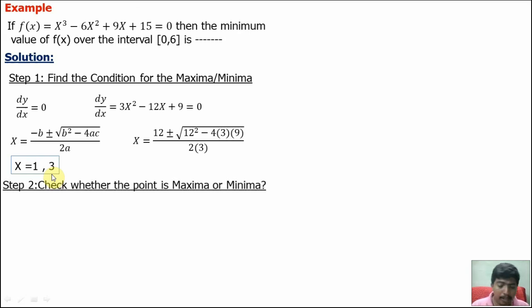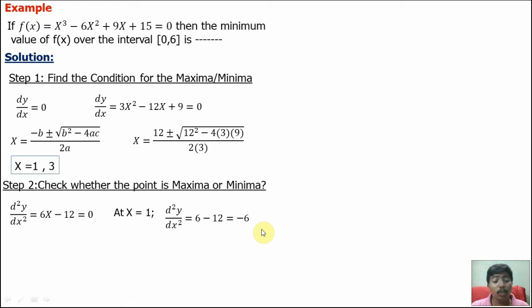Now we will find whether it is a maxima or minima. Second derivative, that means d square y by dx square, is equal to 6x minus 12. At x equal to 1, substitute here, d square y by dx square is equal to 6 minus 12, which is minus 6, negative. At x equal to 1, the second derivative is negative. So it should be a maximum value. So at x equal to 1, the function is maximum.